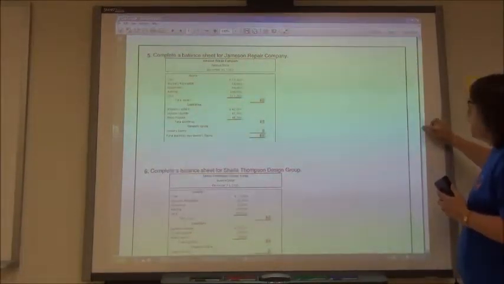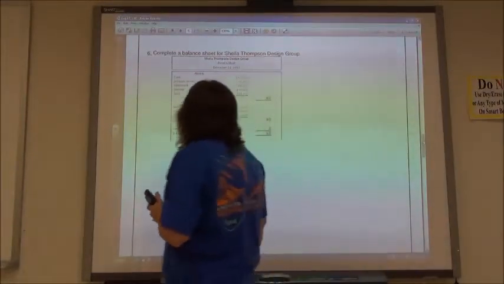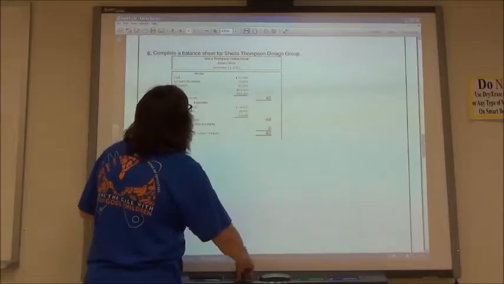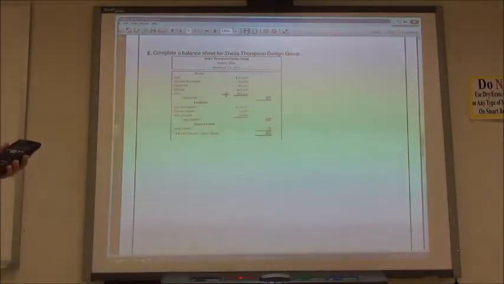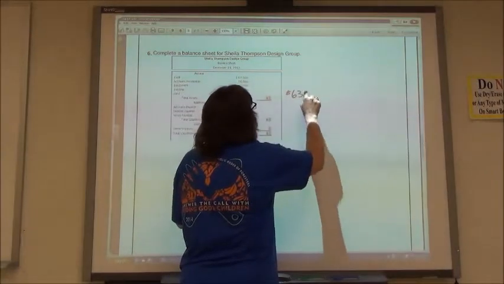And number 6 says complete the balance sheet for Sheila Thompson Design Group. Again, I want my assets, my cash, my accounts receivable, my equipment, my building, and my land. I want to find the total assets, so I'm going to add those together. So $57,000 plus $36,000 plus $60,000 plus $102,000 plus $381,000. And I get $636,000 for my total assets.